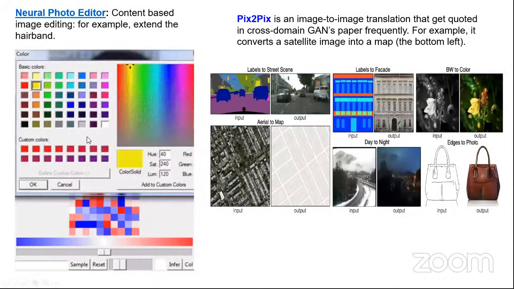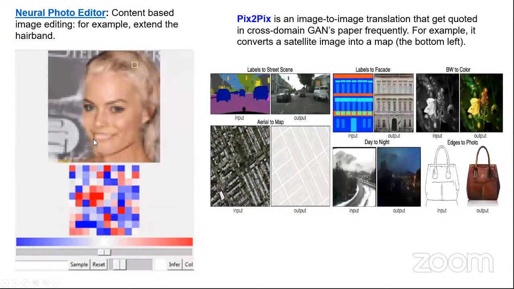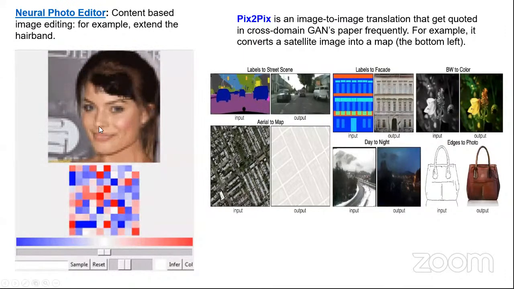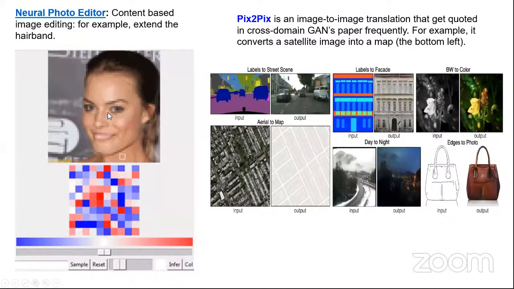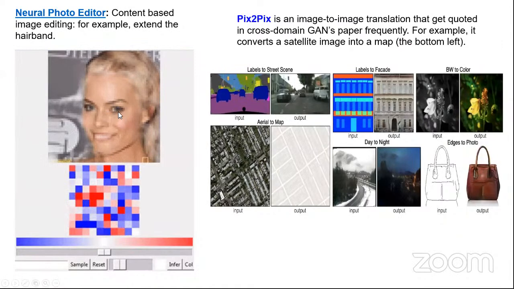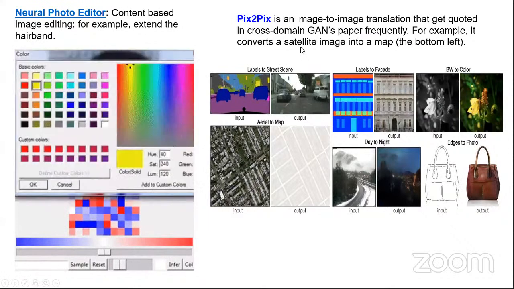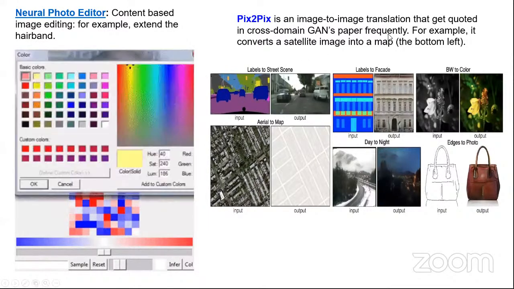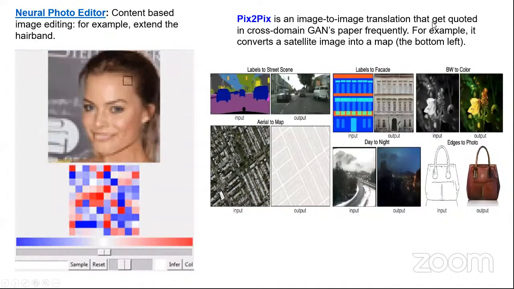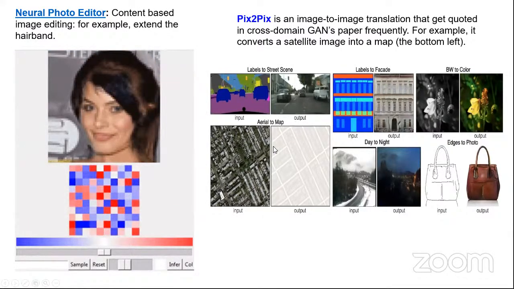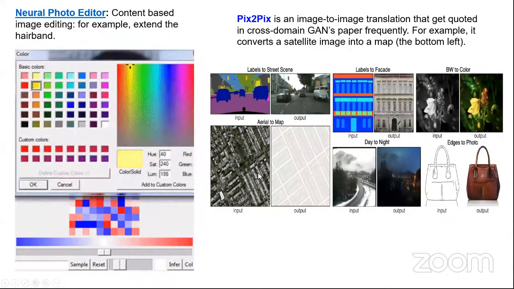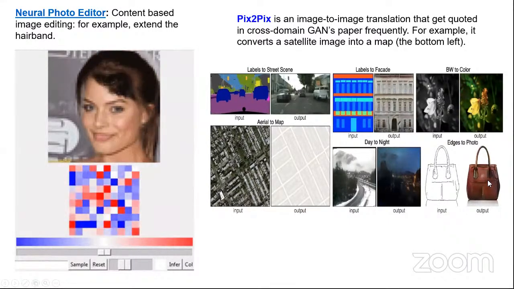Similarly, GAN found several applications like the neural photo editor, a photo editor where you can extend the hairband as you wish by taking the cursor. You can make different colors. It matches with the cut of the face and so on. Similarly, pix2pix, an image to image translation that often gets quoted in cross-domain GAN. So you provide an aerial image as input, it creates a map. You give a sketch image, it can create an output.